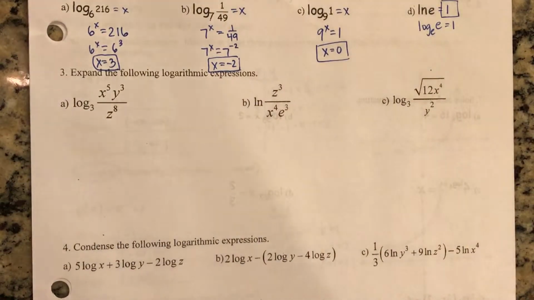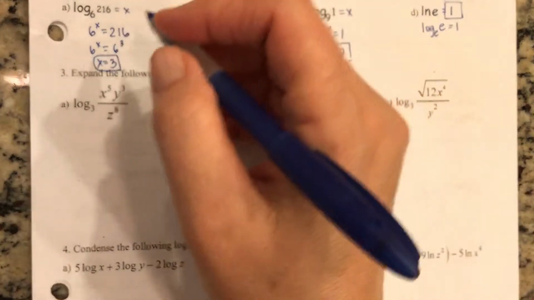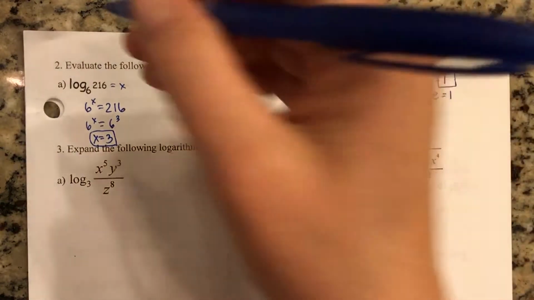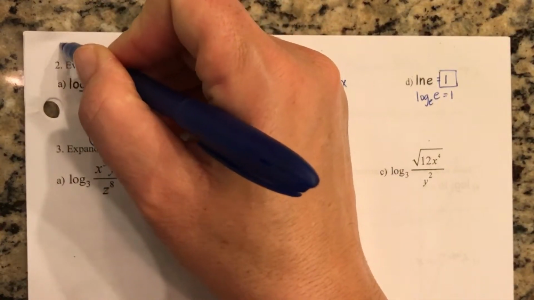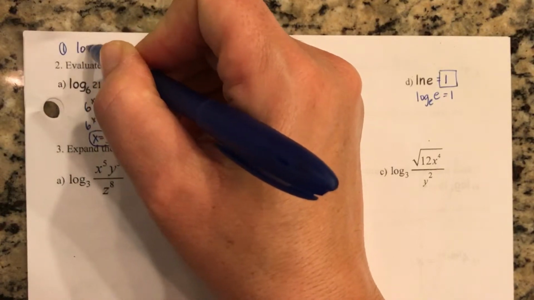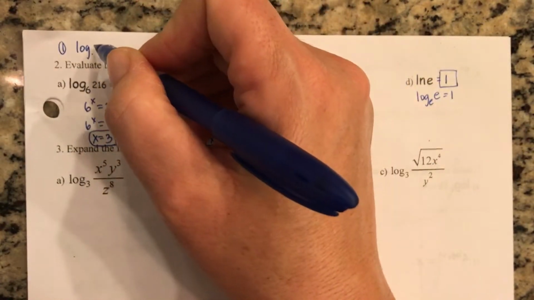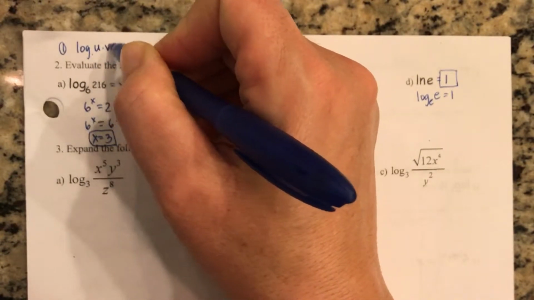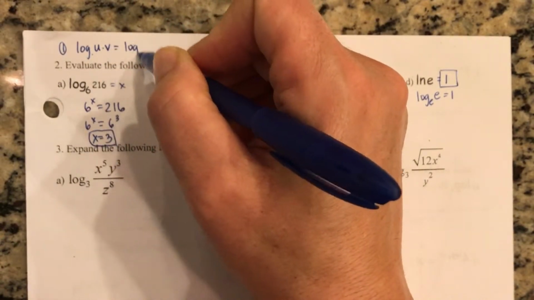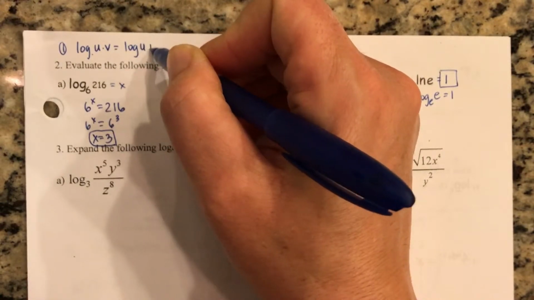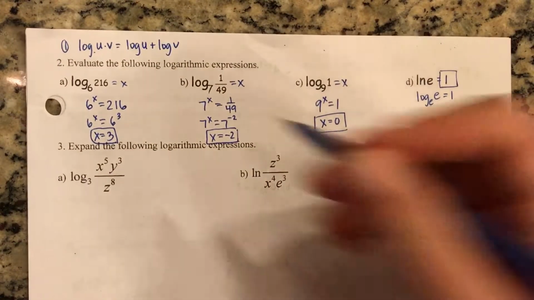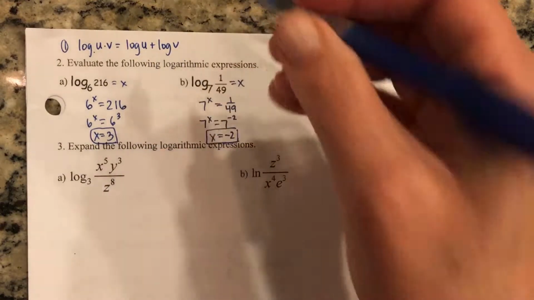Now, where should I write the rules here? I'm going to write them across the top. You might want to write them down too, and then I'm going to reference them so you know which ones I'm talking about. Rule number 1 basically says if you've got log of any base, I'm going to leave it base 10 just to make it easier to write, log of u times v, you can expand it into the sum of 2. Okay, that's rule number 1.